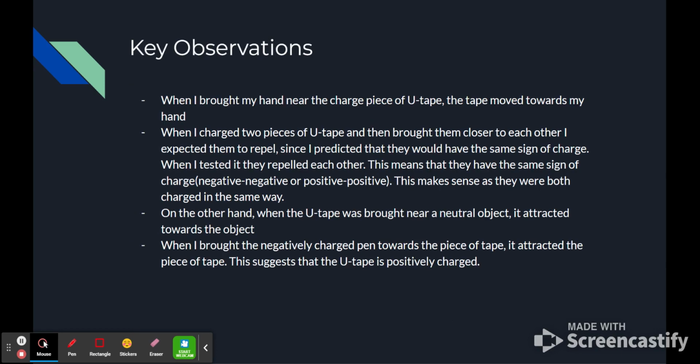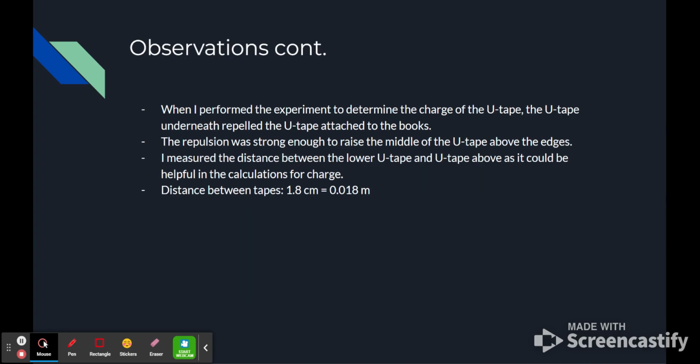When I first brought my hand near the charged piece of U-tape, the tape moved towards my hand. When I charged the 2 pieces of U-tape and brought them closer to each other, I expected them to repel, and this is what occurred, which makes sense since they probably had the same charge. On the other hand, when the U-tape was brought near a neutral object, it attracted towards the object. When I brought the negatively charged pen towards a piece of tape, it attracted to the piece of tape, suggesting that the U-tape is positively charged.